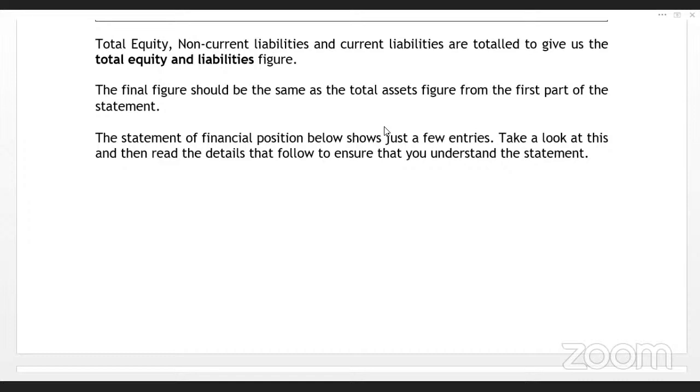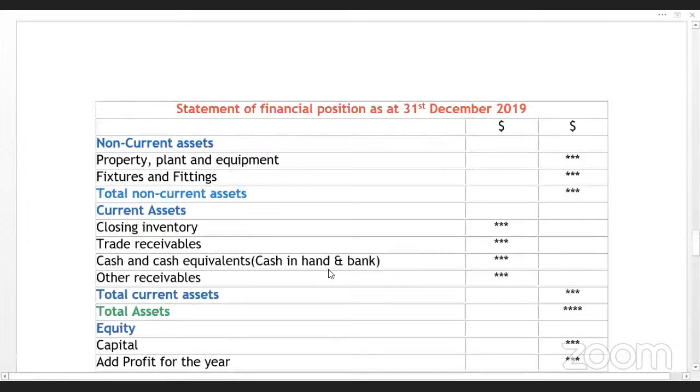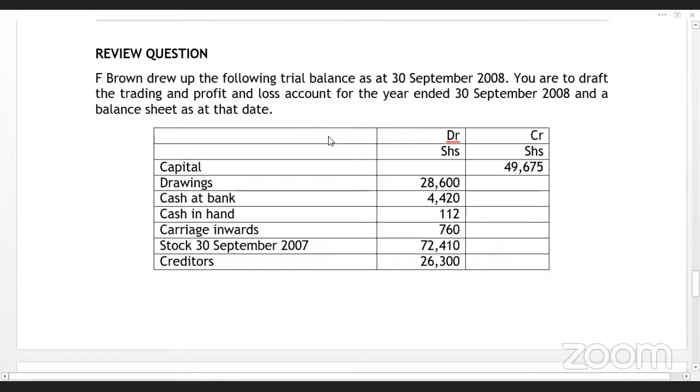We have no questions. Now let us move to our question, which we are going to do. Let's move into our question now. The review question. Now, those on our weekend program, this question is there in the notes.